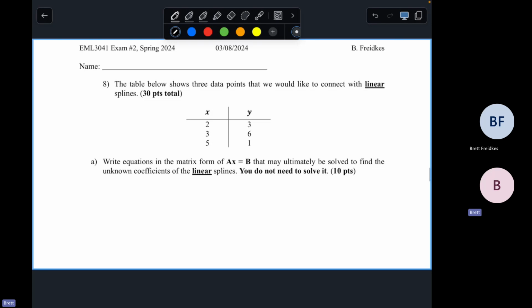Because I need you to show me what your unknowns are, right? Because you have unknowns, and if you just write it augmented, I don't know what those unknowns are, right?